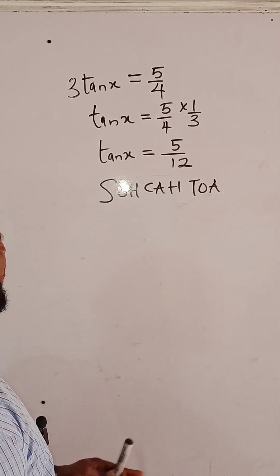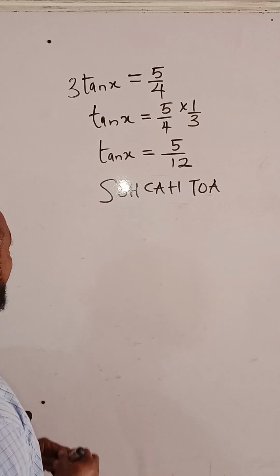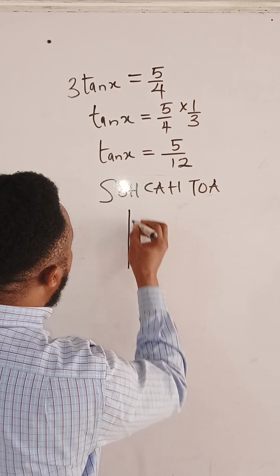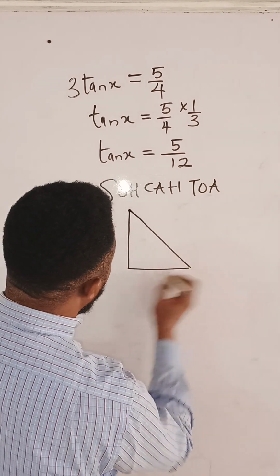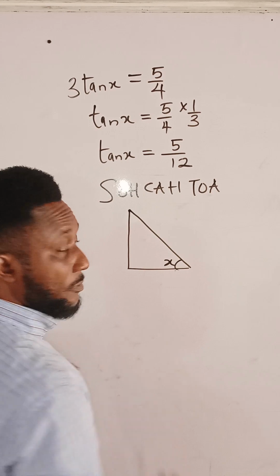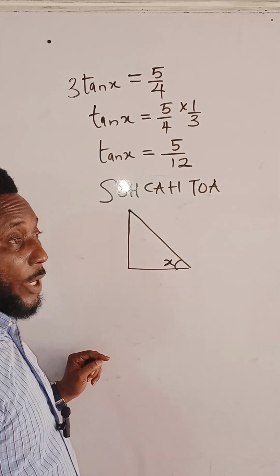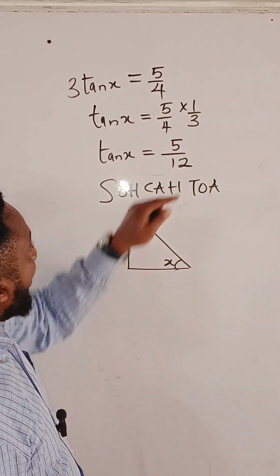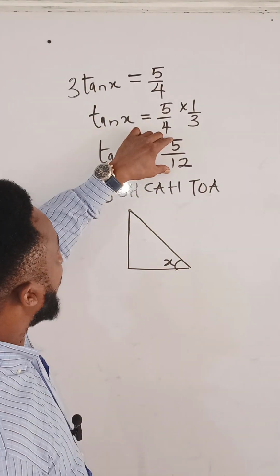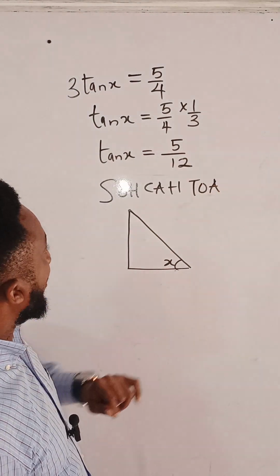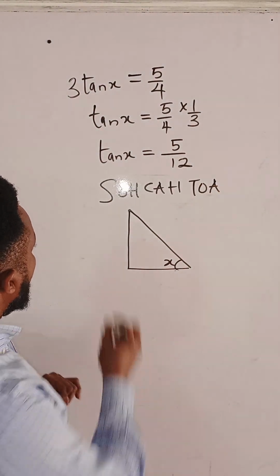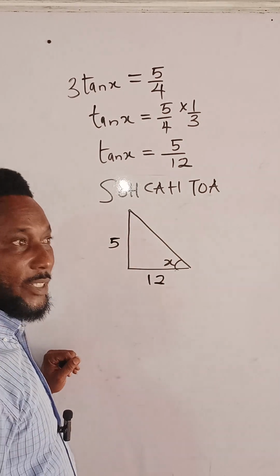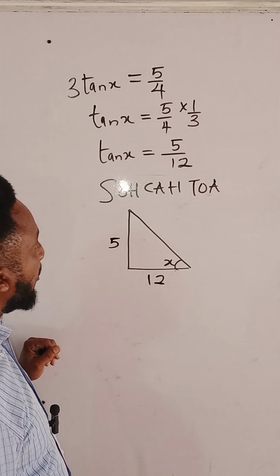Now, from basic trigonometric function, we know tan is opposite over adjacent. So I will draw a right triangle. I'll put the angle here, x. And if you can recall very well, tangent is opposite over adjacent. Now we have the tan of x equals 5 over 12. And 5 is the opposite there, then the adjacent is 12, because the side facing the given angle is the opposite side.